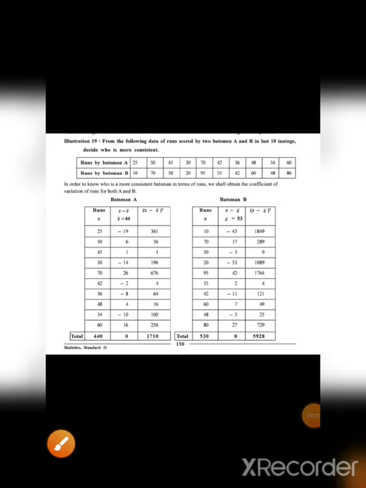Similarly, while we talk about consistency, if the coefficient of variation is less, the data is more consistent. And if the coefficient of variation is more, we can say that the data is less consistent, or the consistency is less. As we have discussed in the formula for the coefficient of variation, we need to find out the standard deviation and also the mean from the given data.